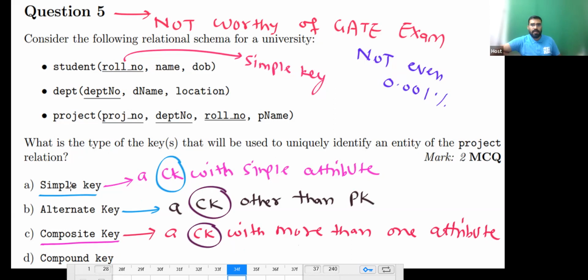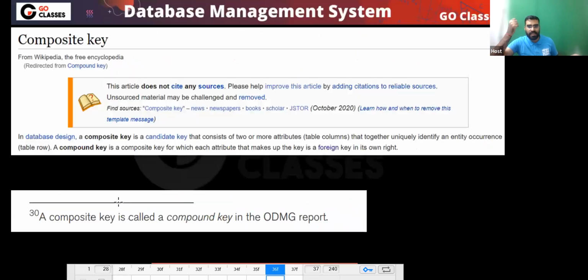Compound key. You might be thinking this is the same as composite key, right? Yes or no? Tell me. And that is true actually. In the Navathe book, this is given.